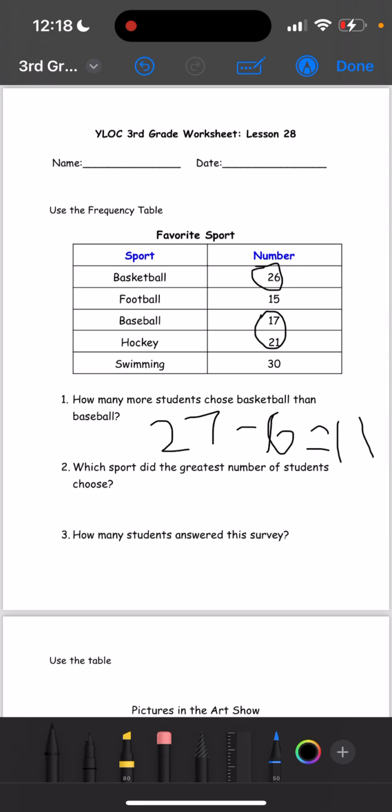And number 2 asks, which sport did the greatest number of students choose? Basically, we just gotta look at the data table and see which one has the biggest number. By looking at all of them, you could see that 30 is the biggest number and 30 is swimming. So the answer to number 2 will be swimming.